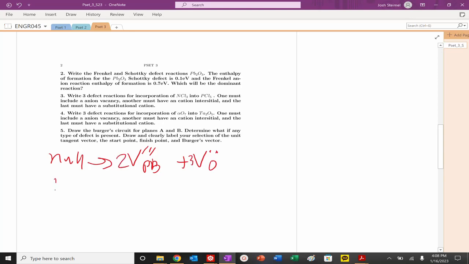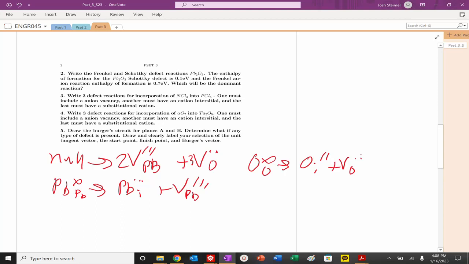Excellent. We also have Pb on a Pb site goes to Pb interstitial, 3 plus, plus vacancy of Pb. Oops, excuse me. What about O? O on an O site goes to O interstitial, 2 minus, plus vacancy of oxygen, 2 plus. All right, we've got it. Enthalpy of formation for Schottky is 0.1. Frenkel is 0.7, which will be the dominant. Lower enthalpy of formation, because we know that from our Arrhenius relations. Excellent. All right.